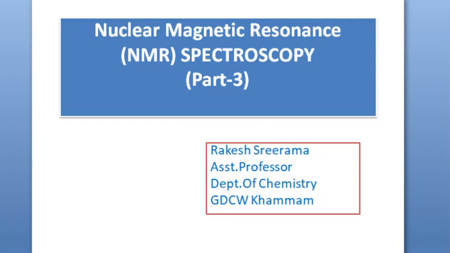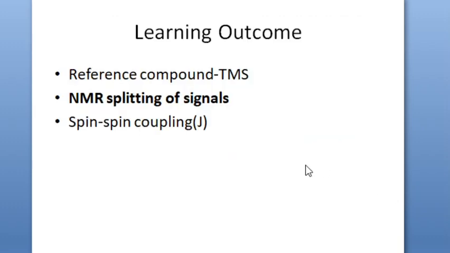We are looking at nuclear magnetic resonance spectroscopy. In the previous sections, we have seen equivalent and non-equivalent protons and calculation of the number of signals from a given compound or a sample. In this lecture, we are going to see the reference compound or reference signal obtained from TMS, and NMR splitting of signals.